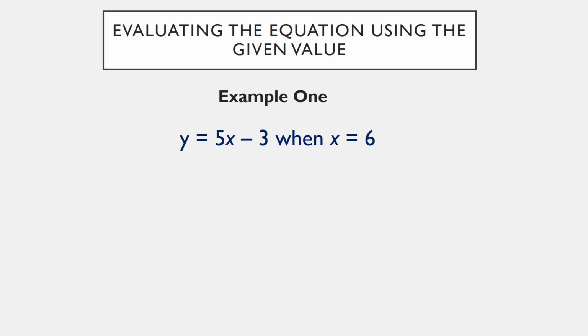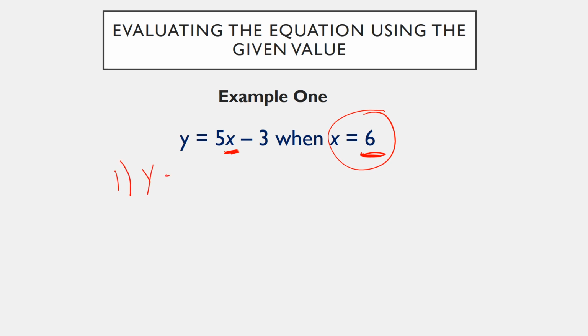So what they're saying is they'd like to know what y equals when we have an expression of 5x minus 3. So all we do for this is just substitute this in as the x, because it's saying 5 times x minus 3. And they're telling you that x is 6. So when you see this, the first thing you have to do is just substitute.